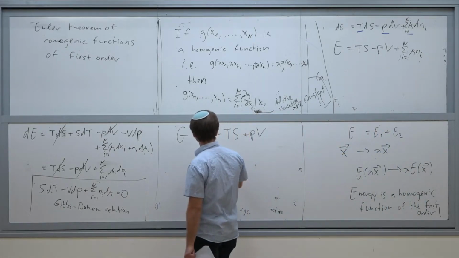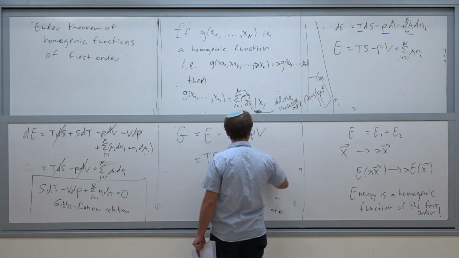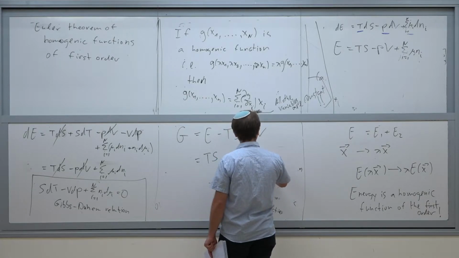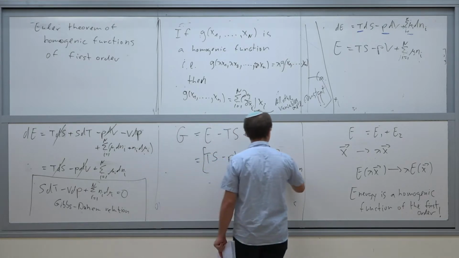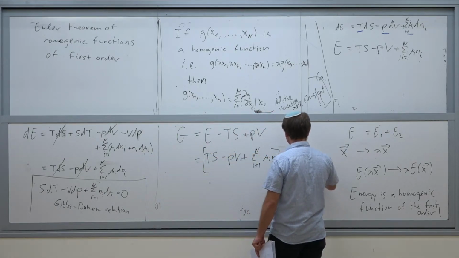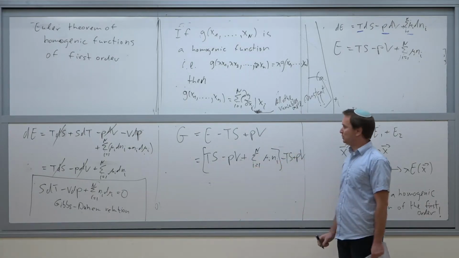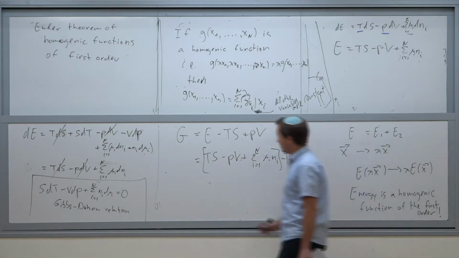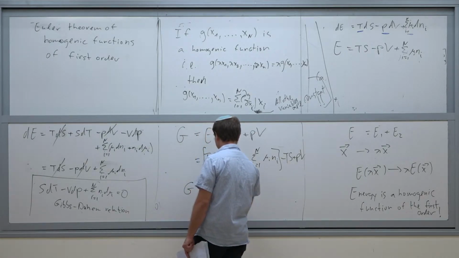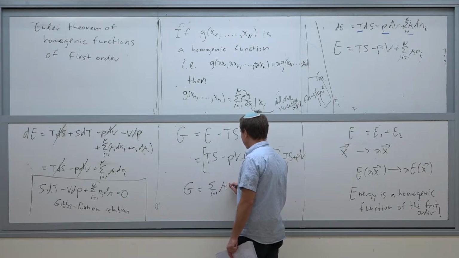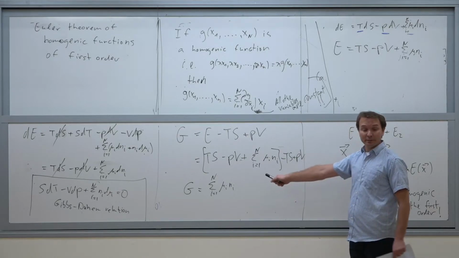So let's substitute. E is Ts minus PV plus a sum from i equals 1 to n of mu_i n_i, minus Ts plus PV. Now Ts minus Ts disappears, minus PV plus PV disappears, and we obtain that the Gibbs free energy is simply the sum of the different mu_i n_i. And this is simply the Gibbs.